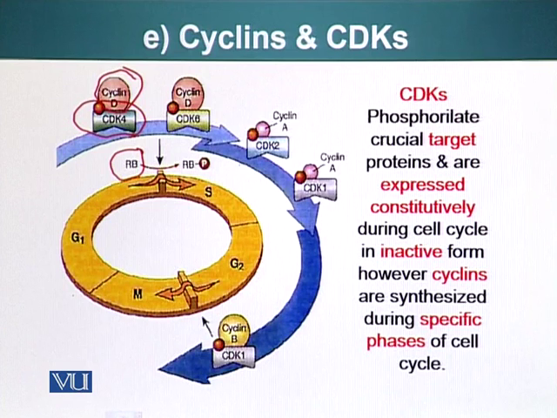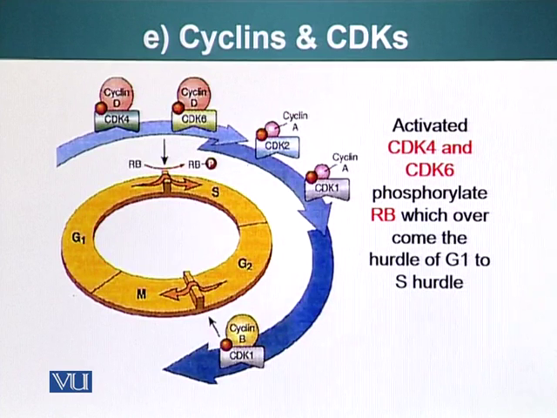RB, by the way, is an abbreviation for retinoblastoma. It is in this disease that this protein was first identified. So once this complex phosphorylates RB protein, the brake is released and the cell can progress into the next phase of the cell cycle. In this case, it will be the S phase. So although CDKs are always present, cyclins are only expressed or made during specific phases of the cell cycle.